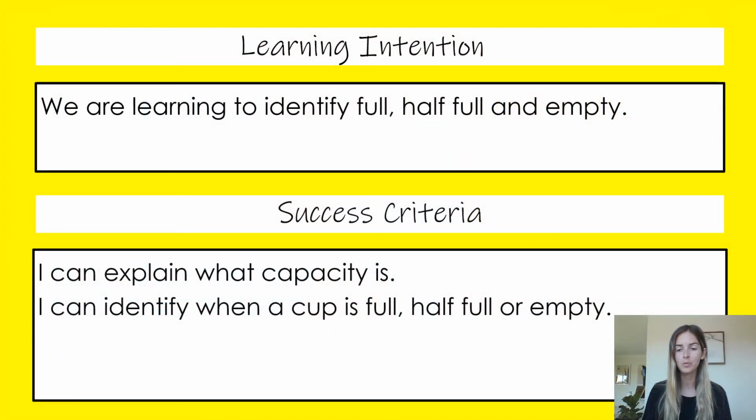Okay, boys and girls, before we finish up today, we will just go over our learning intention and success criteria and reflect on what we have just learned. Have we met the success criteria for our lesson today? So remember, our learning intention was that we are learning to identify full, half full, and empty. And our success criteria was that I can explain what capacity is. And remember, capacity is how much something can hold. And we did lots of practice with that with our cups and then helping our friends at the Milkshake Cafe.